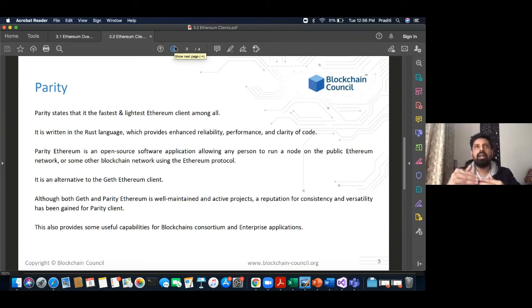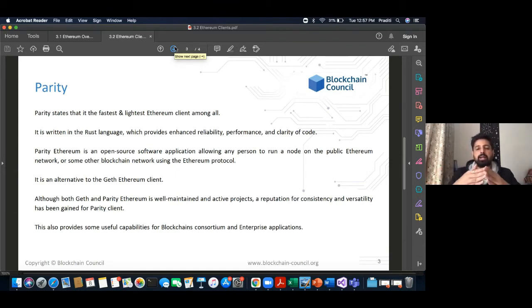It provides you multi-signature wallet support. That's one benefit of Parity over Geth. When you talk about multi-signature, we are talking about signing the transaction with 2 private keys. That's what multi-signature is all about.